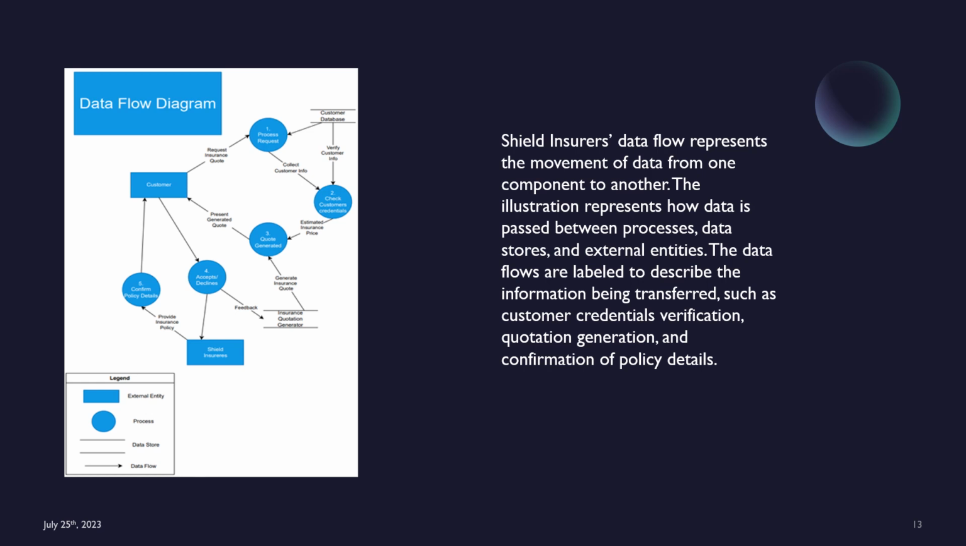Shield Insurers' data flow represents the movement of data from one component to another. The illustration represents how data is passed between processes, data stores, and external entities. The data flows are labeled to describe the information being transferred, such as customer credential verification, quotation generation, and confirmation of policy details.